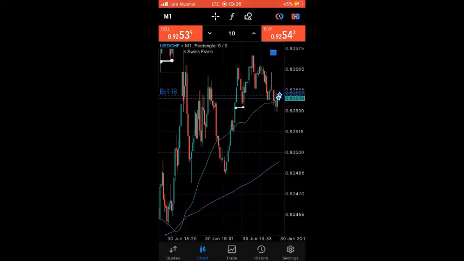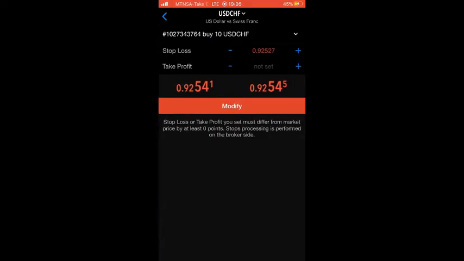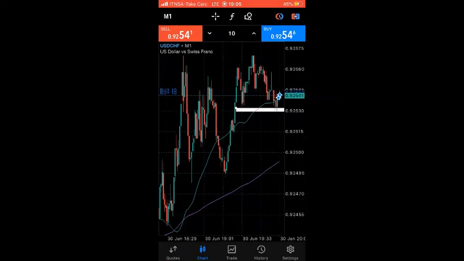I first need to see the structure. Okay, I saw the structure, and my stop loss will be, let's say, just below the structure here. Oh, sorry, there. Just below the structure will be my stop loss, and take profit. No, wait, take profit ish. Stop loss first, below structure.